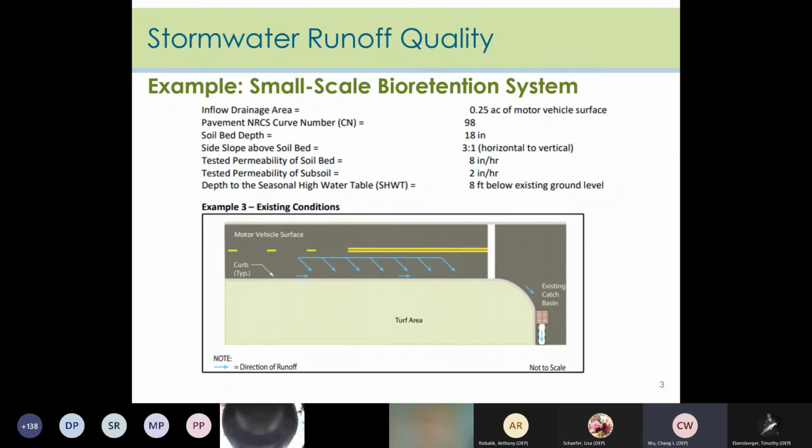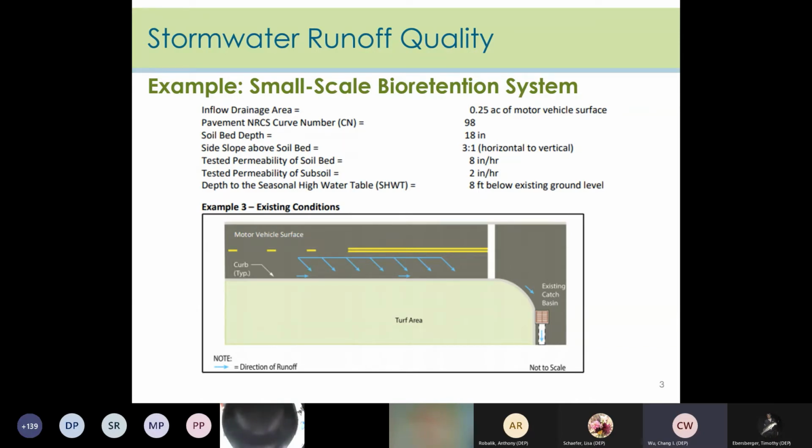So step 1 is to calculate the runoff volume and peak flow rate by using the NRCS method. Remember that the runoff volume can only be calculated by the NRCS method. The volume and the peak flow rate are on the slides.